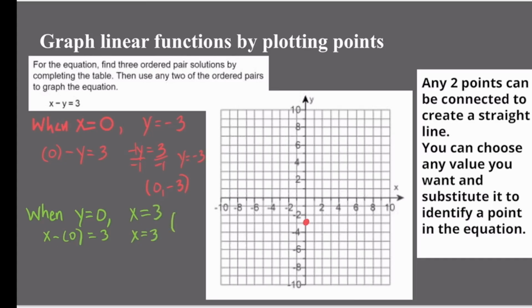So that gives me another point. X is 3, y is 0. I can plot that on my graph. And now, all I have to do is connect those two dots, and we have our equation, x minus y equals 3. That's what that graph would look like.